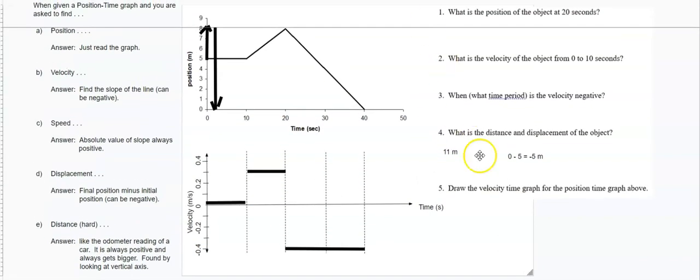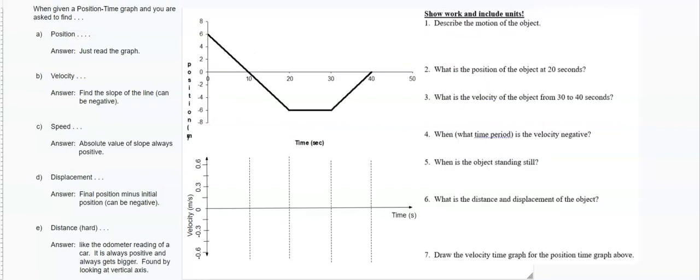Okay, so 11 meters is how far it travels. All right, so let's look at another one here. Again, with position time graphs, it's really easy to find the position. So number 2, it says at 20 seconds, so that's easy. It's -6.